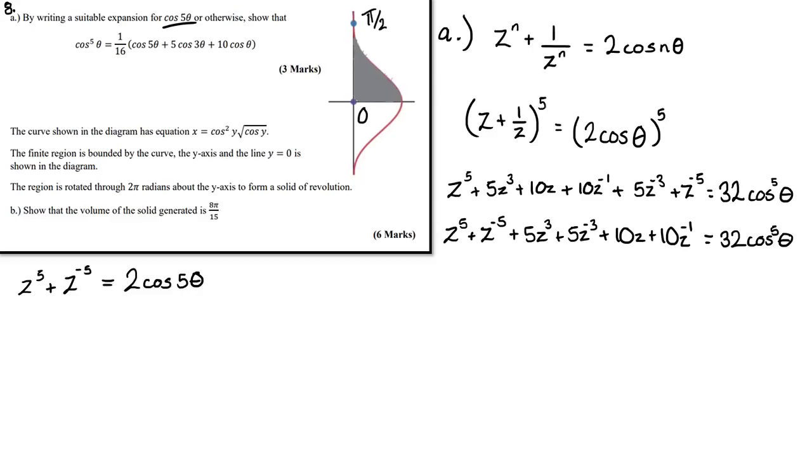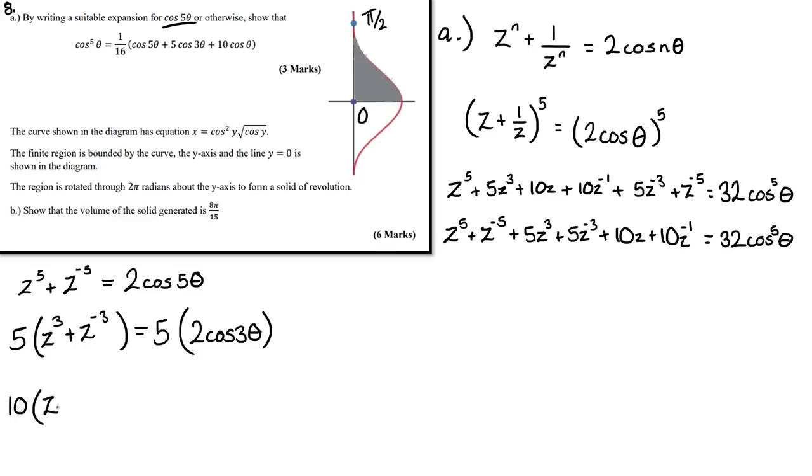Okay, and we just need to do this now for each pairing. So my next pairing here is 5z cubed, so I've got 5 lots of z cubed plus z to the minus 3. So that's going to be 5 lots of 2 cos, and in this case n equals 3, so that's going to be 3 theta. And then finally we've got 10z and 10z to the minus 1, so this is my final pairing. That's going to be 10 lots of z plus z to the minus 1, and again that's just going to give me 10 lots of 2 cos theta.